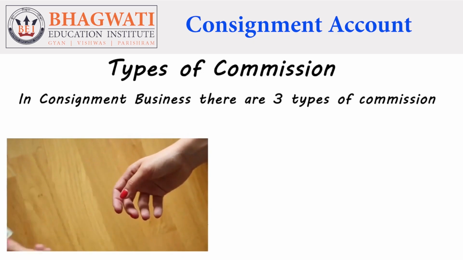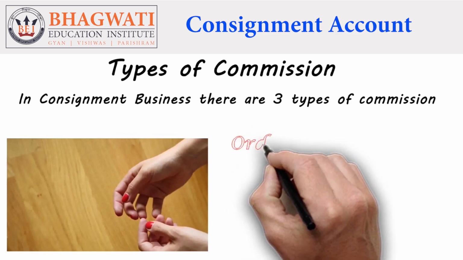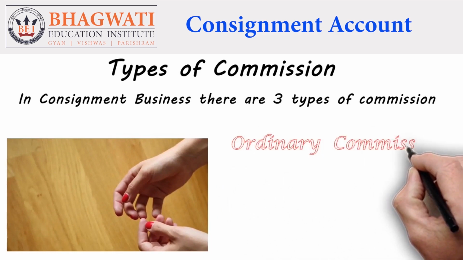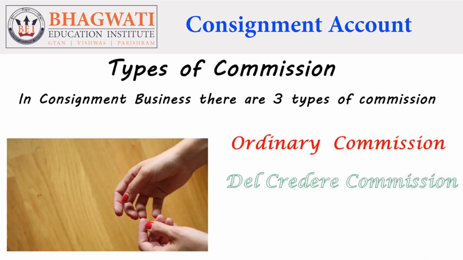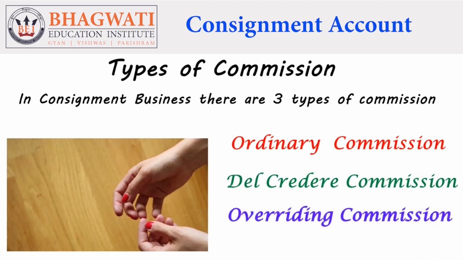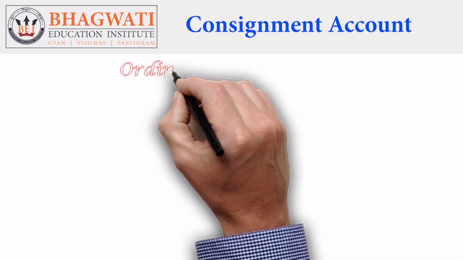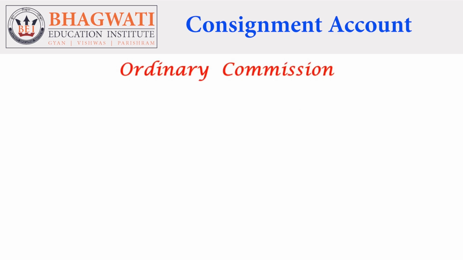But here in the chapter, they have given three different types of commission, which are number one, ordinary commission, number two, del credere commission, and number three, overriding commission. Now let us discuss all these three commissions one by one in detail, starting with the first one, ordinary commission. Ordinary commission is also known as general commission, normal commission, or sometimes nominal commission.